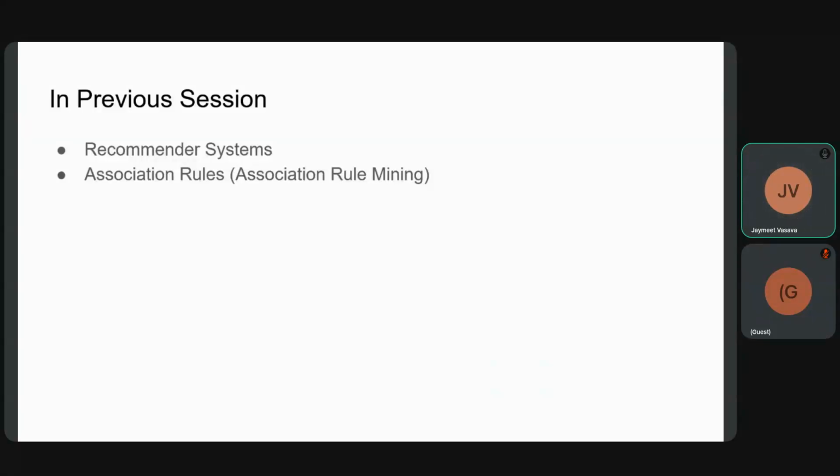In the previous session, we discussed recommender systems, what they are, why they are used, and how they benefit the business on various social media platforms or other e-commerce platforms. In that, we discussed association rules, where we associated one item with another and predicted which items are more likely to be added after one item is added.